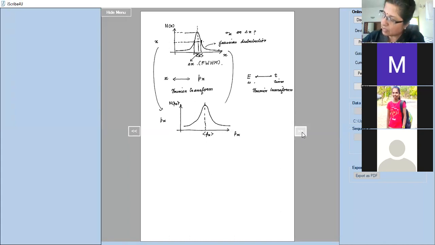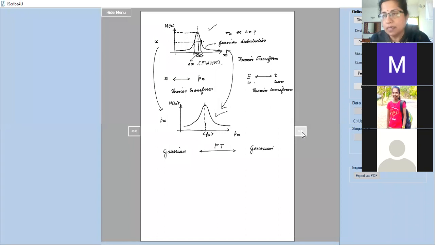Now remember that this and this are connected through a Fourier transform. What you can ask is, when I take a Fourier transform of a Gaussian function, what is it? If you have a Gaussian function and you do a Fourier transform, now I'm going to call it FT, meaning Fourier transform, you still get a Gaussian function. And that makes sense, right? Because here you're getting x, here you're getting your px. But there is one difference.